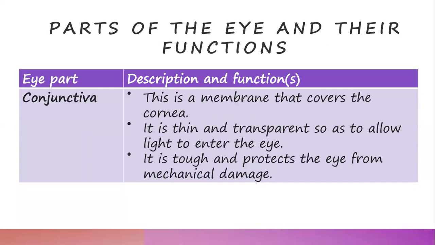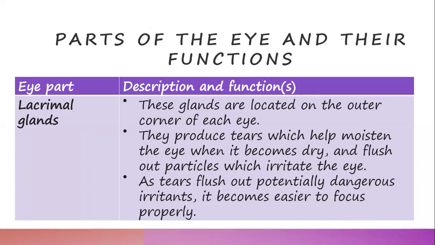The other part is the conjunctiva. The conjunctiva is the membrane that covers the cornea. It is thin and transparent so as to allow light to enter the eye. It is tough and it protects the eye from mechanical damage. Then there are the lacrimal glands. These glands are located on the outer corner of each eye.